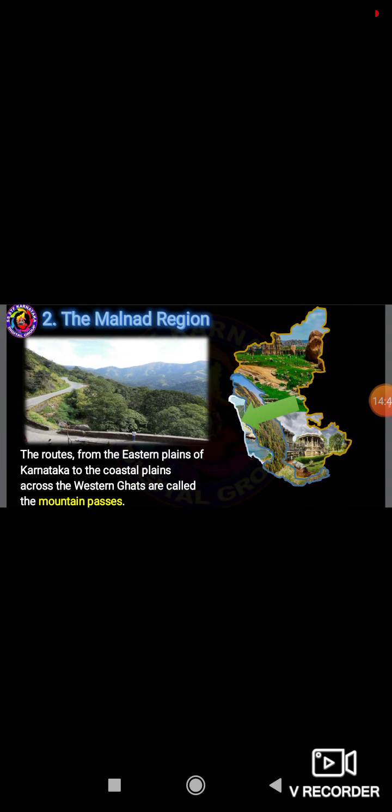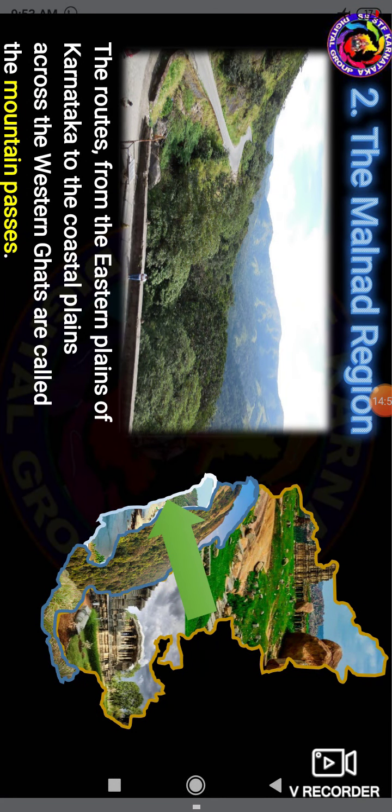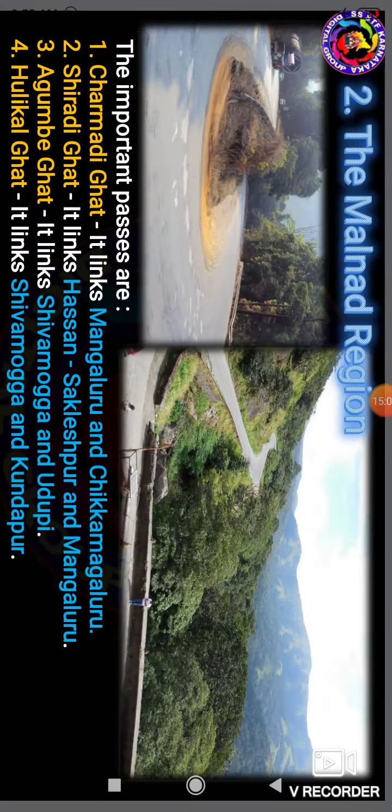And then the routes from the eastern plains of Karnataka to the coastal plains across the Western Ghats are called mountain passages. These important passages are the, okay, and then the important passes are, the first one, the Charmudi Ghat.